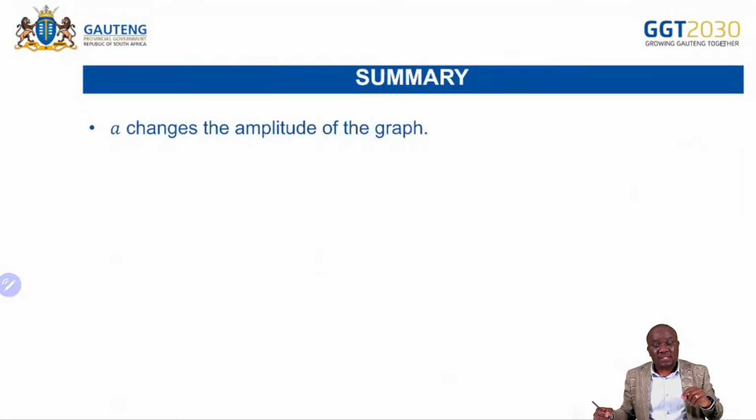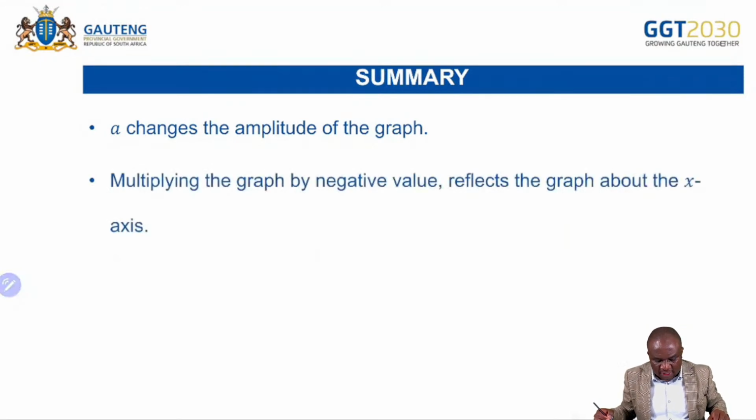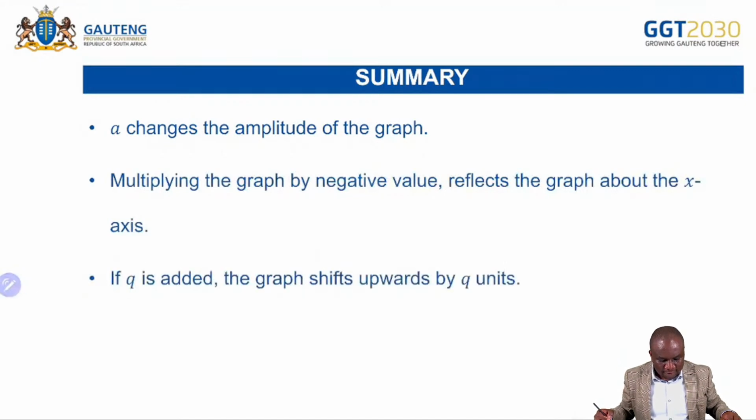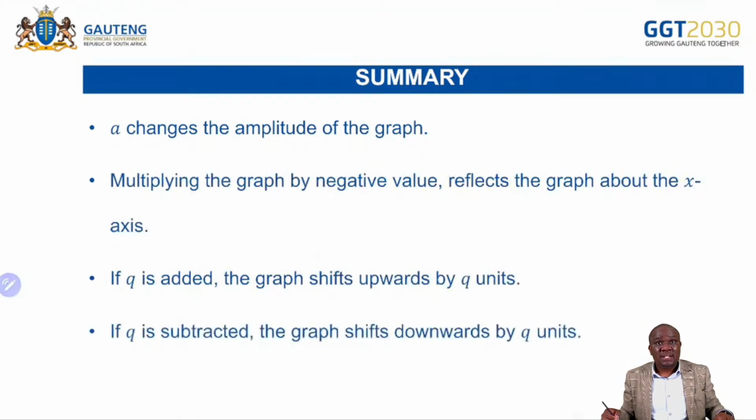We say that A changes the amplitude of the graph. It affects the amplitude, affects the range. What else? Maximum and minimum values. And then multiplying the graph by a negative value reflects the graph about the x-axis. If A is less than 0, then the graph is reflected about the x-axis. If Q is added, the graph shifts upwards by Q units. And then if Q is subtracted, the graph shifts downwards by Q units. We have learned about the effect of A and Q.